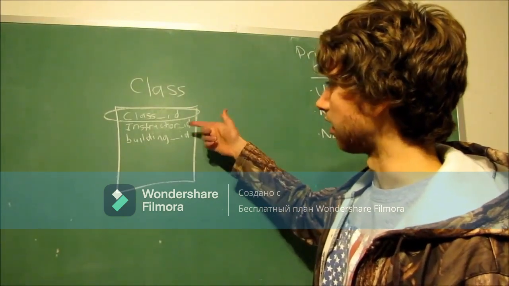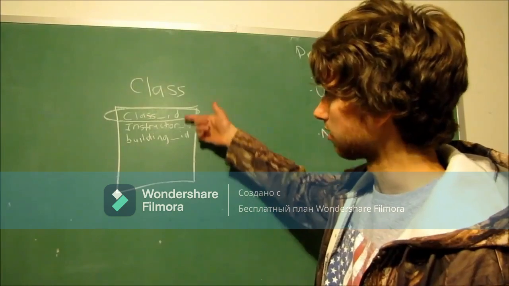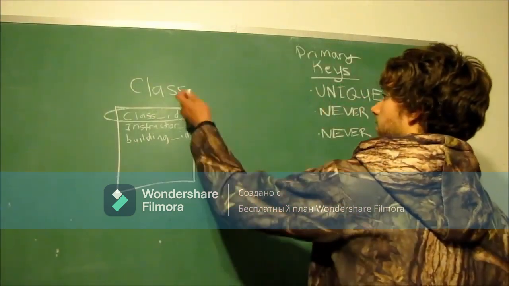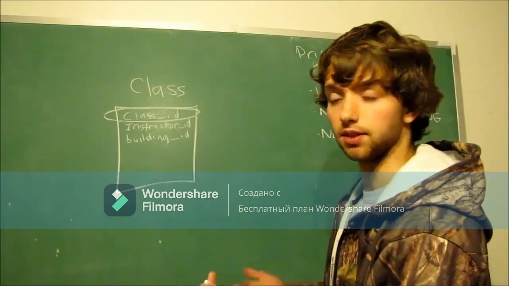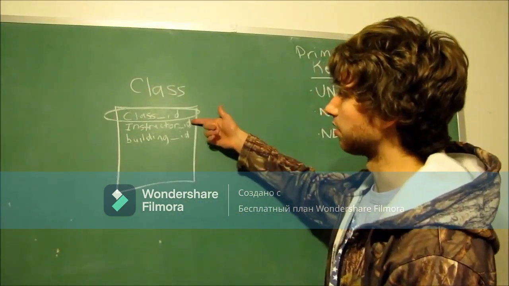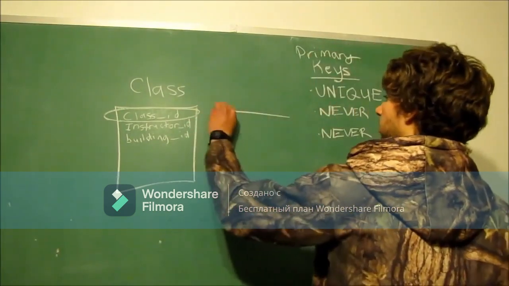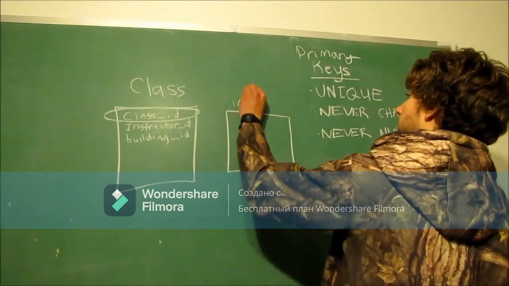But we also have an instructor ID, and we also have a building ID. Well, since these are kind of unrelated to the class, you can assume that they're foreign keys in this example, because we're not going to have an instructor ID for a class necessarily by itself. This is going to be an instructor ID for an instructor. So that means we have another table for instructor.